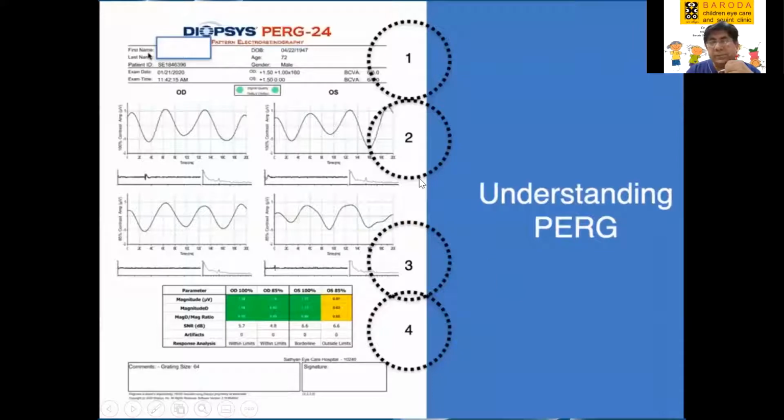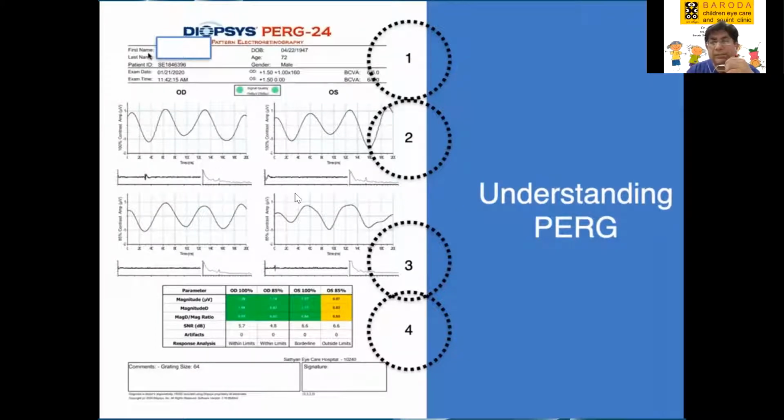And I'm just trying to give a basic idea of how a pattern ERG report looks. This is the sinusoidal pattern that we see. This is basically about the fixation pattern. This is another pattern at a lower contrast, another pattern at the lower contrast level. So this is 100% contrast. Here they have reduced the contrast of the checkerboard. So this is 85% contrast, and this is 100% contrast.